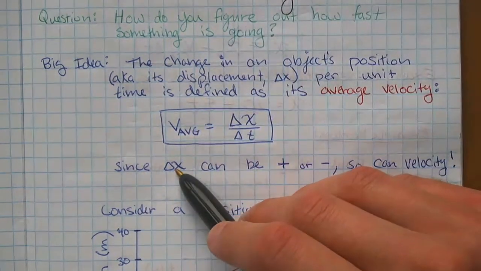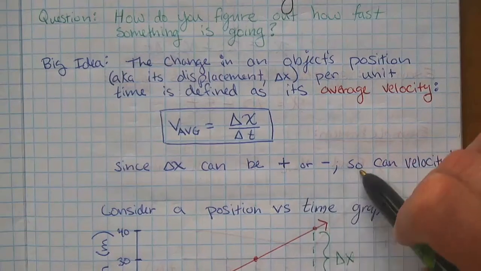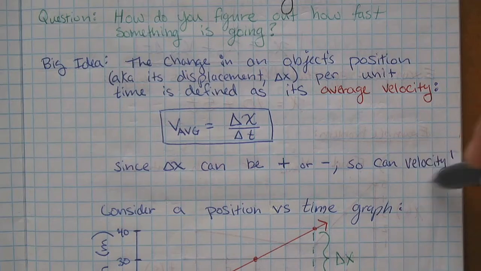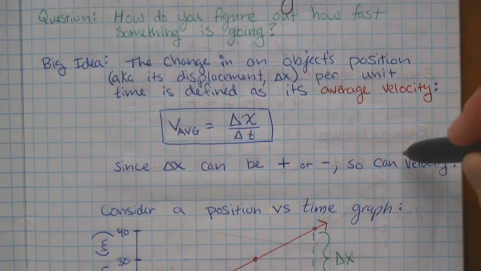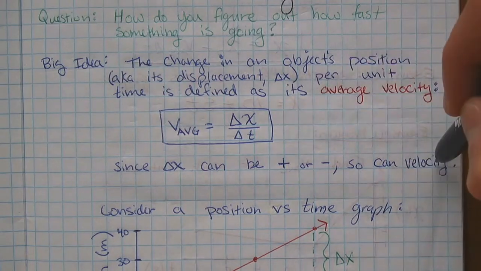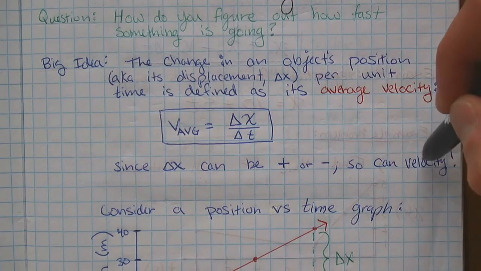Since delta x, your displacement, can be positive or negative, so can velocity. That's what makes velocity different than speed: velocity has a direction. You can be moving in the positive direction, you can be moving in the negative direction, versus speed, which does not have that. So that's one of the differences. Velocity can be positive or negative, speed cannot.